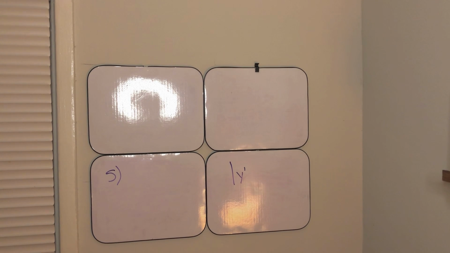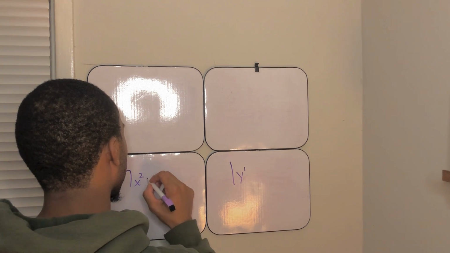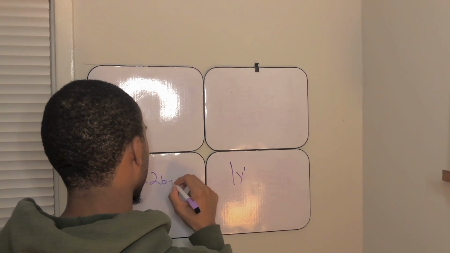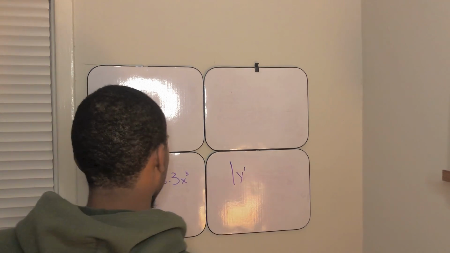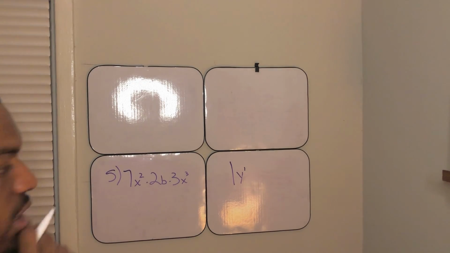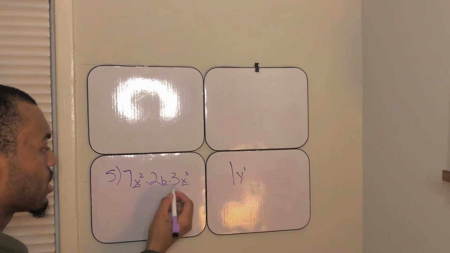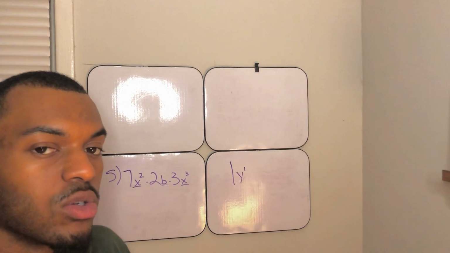Let's do another one. Let's say we had something like this. Same kind of situation as number 3. We got 2 different variables. We got X and we got the letter B. We got two different letters. So let's focus on the 2 X's for right now.